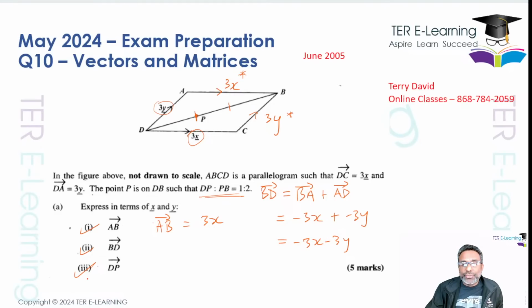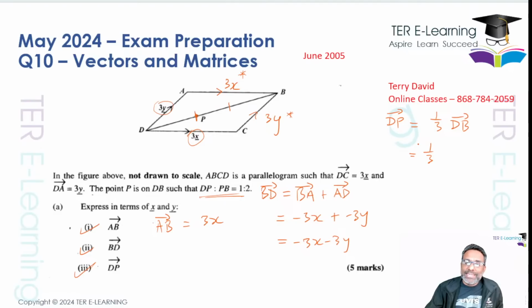For part 3 now, we want the vector DP. DP is equal to 1/3 of the vector DB, because we just divided up the line into 3 equal parts. So if I want DP, it's going to be 1/3 DB. So this is going to be 1/3.